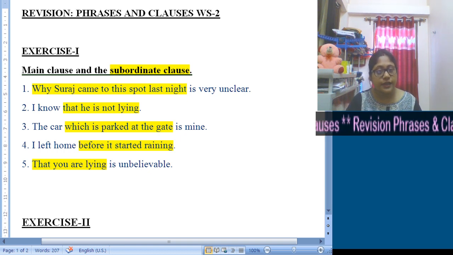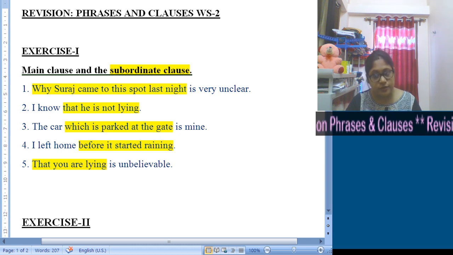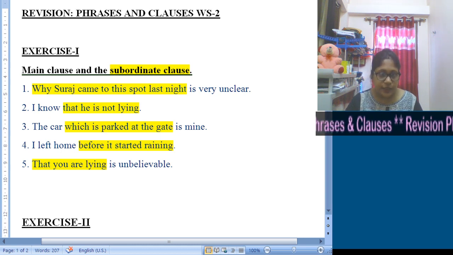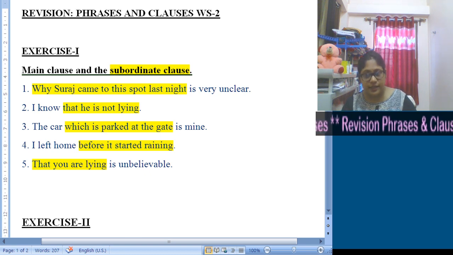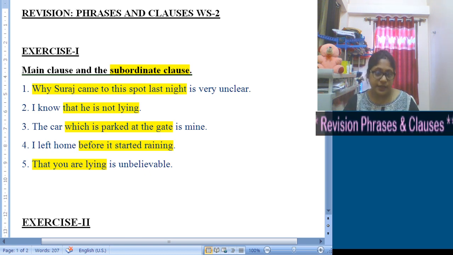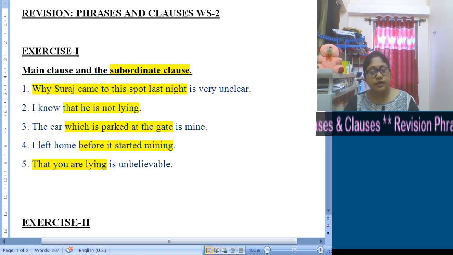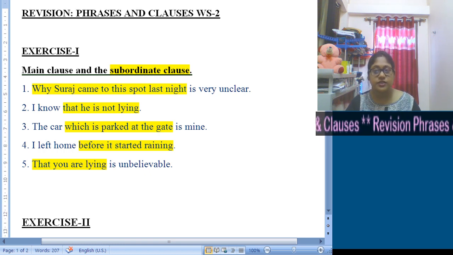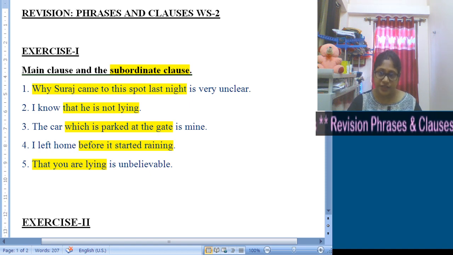The next one, I know that he is not lying. So that he is not lying is the subordinate part, which is also the object of the verb. Now next one, the car which is parked at the gate is mine. So the car is mine, this part is a complete one, the main clause. But which is parked at the gate, this particular part doesn't produce a sense of its own. It produces a sense, but that sense is not clear. The meaning is not clear. It's incomplete. So this part is obviously the subordinate clause.